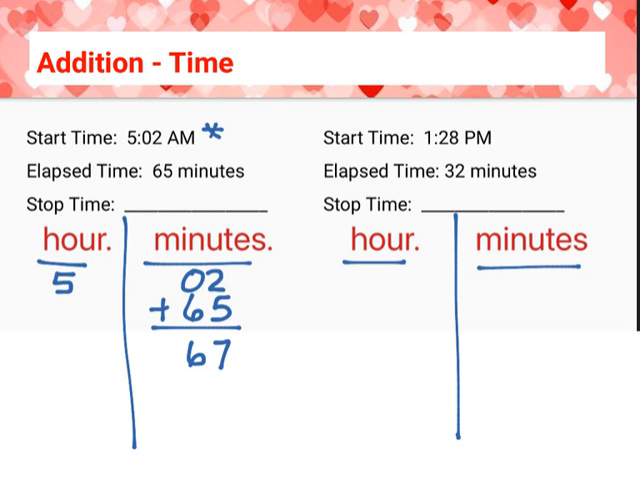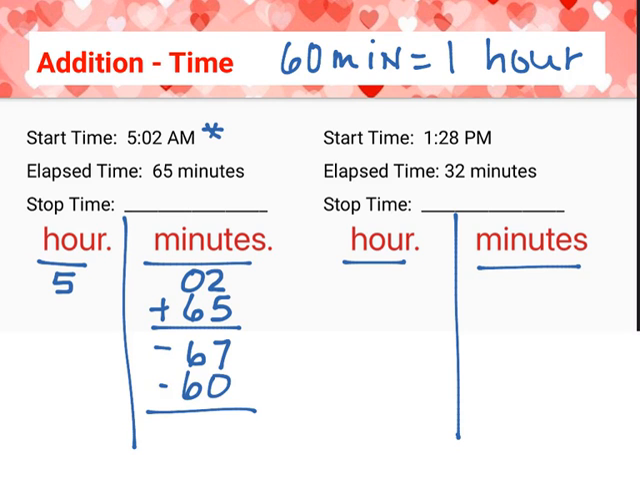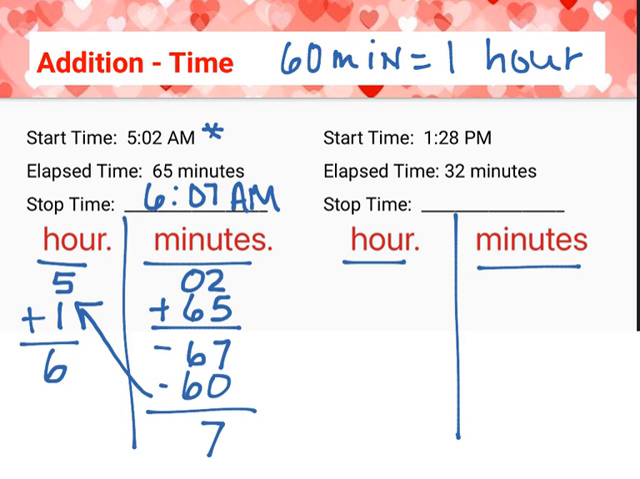And remember, 60 minutes equals 1 hour. Okay, so I got to take away 60 minutes because I cannot be 60 or more over there. They don't make clocks like that, do they? I come over here and I've got to convert those 60 minutes to an hour. I now have 6 hours and 7 minutes. So 6 hours, 7 minutes. So it's 6:07 a.m.